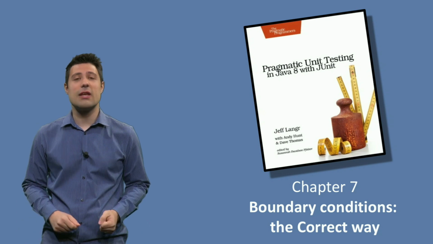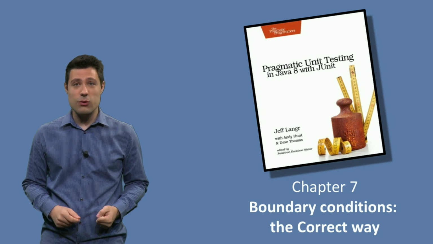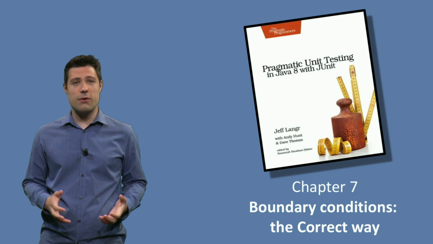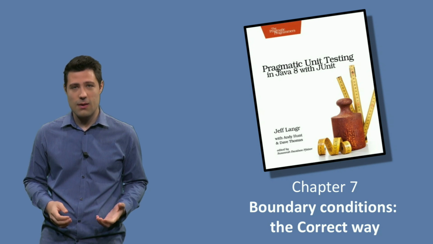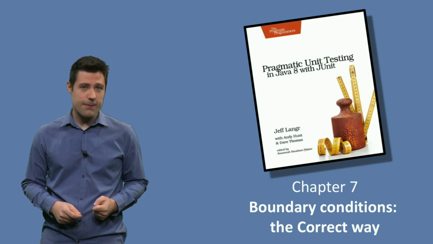What other boundaries can we test? Jeff Langer, Andy Hunt, and Dave Thomas, the authors of Pragmatic Unit Testing in Java 8 with JUnit, wrote this beautiful chapter on other boundaries that we can test. And they call it the CORRECT way. And this is what we are going to explore now.